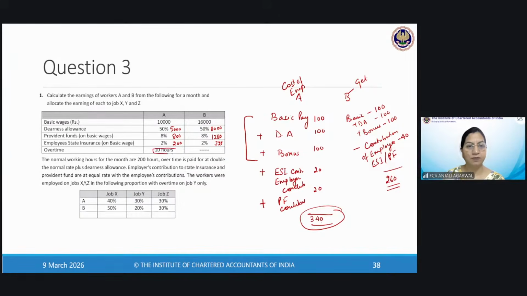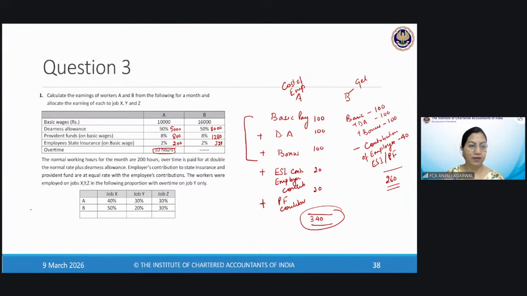Then overtime is also done. So here, important is that by chance a bonus is not given. The bonus may also be given. If it had been given, you would have added that.